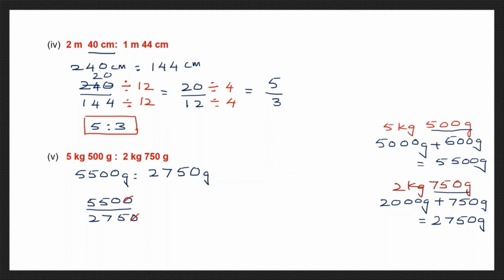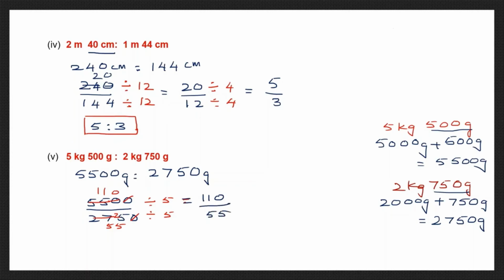Now we have 550 by 275. We can divide both by 5. Let's do it with 5. 5 elevens are 55, and a 0. So we've got 110 here. And here, let's divide by 5. 5 fives are 25. Bring 2 here. 5 fives are 25. So I have 110 by 55.